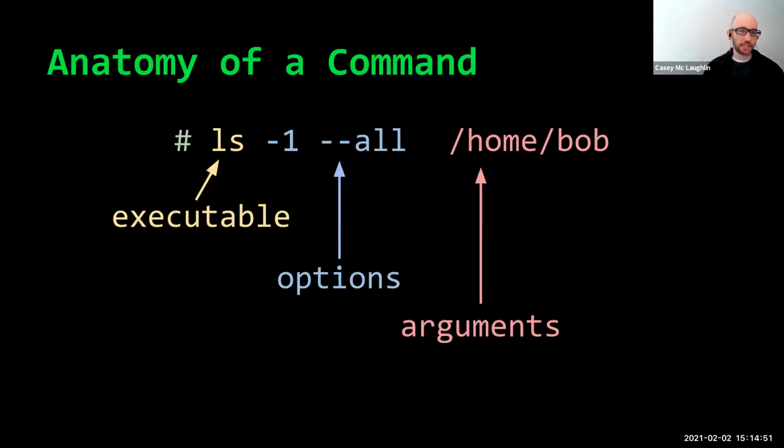Also, most commands like the one here, ls, have more than one option. And so when you need to use more than one, you can list them individually, and the order does not matter. So I could flip these, --all and then -1, and it would produce the same output.